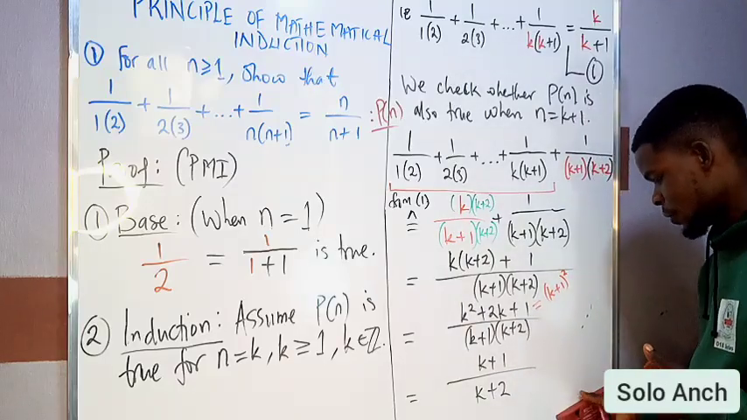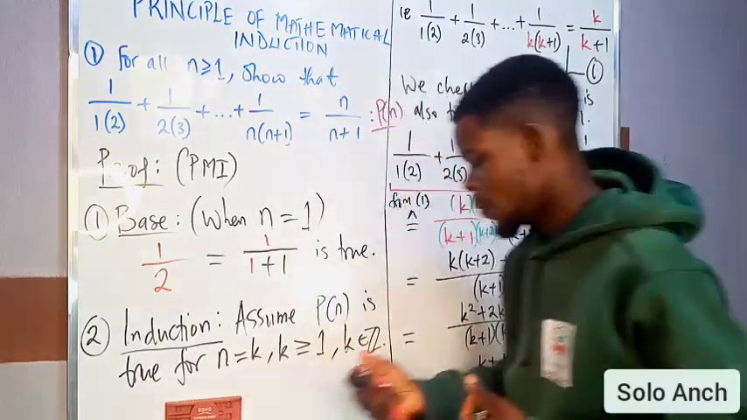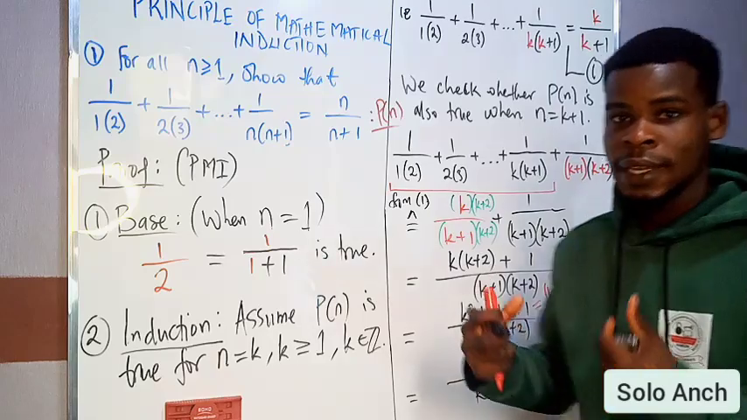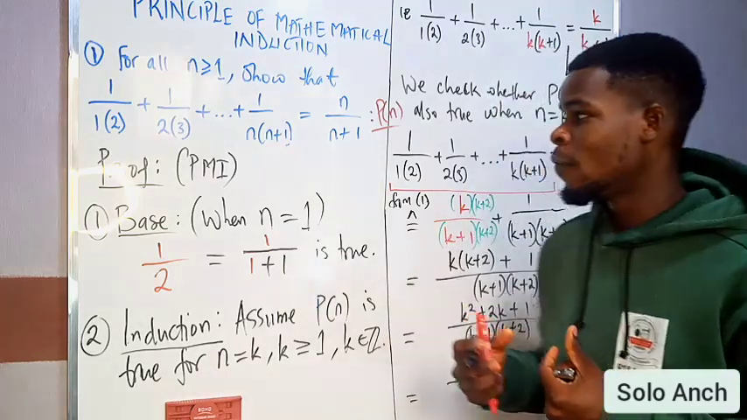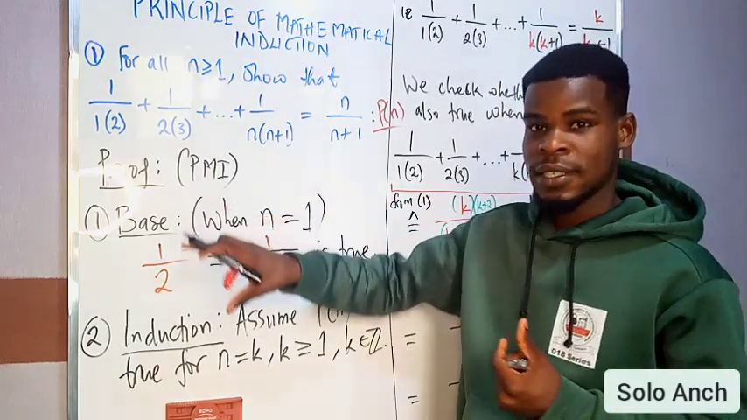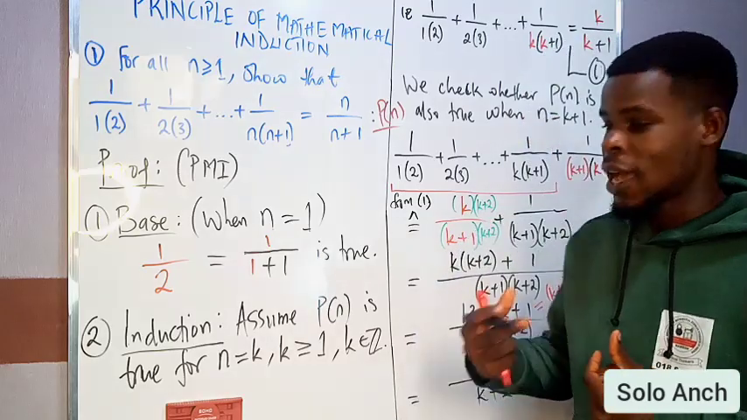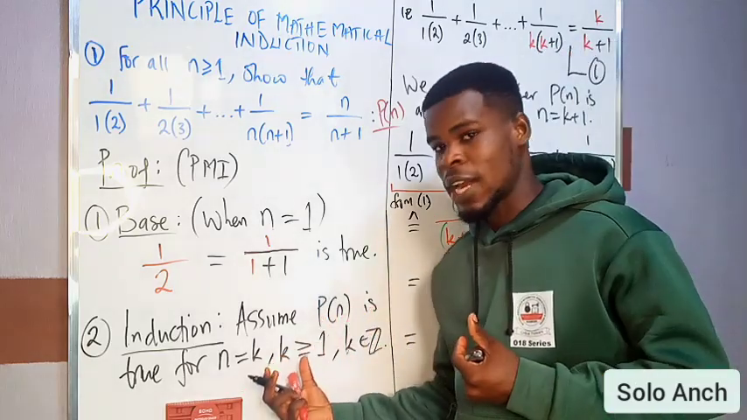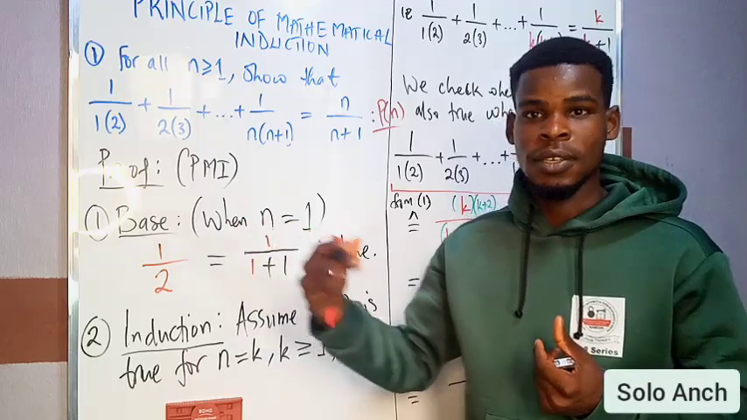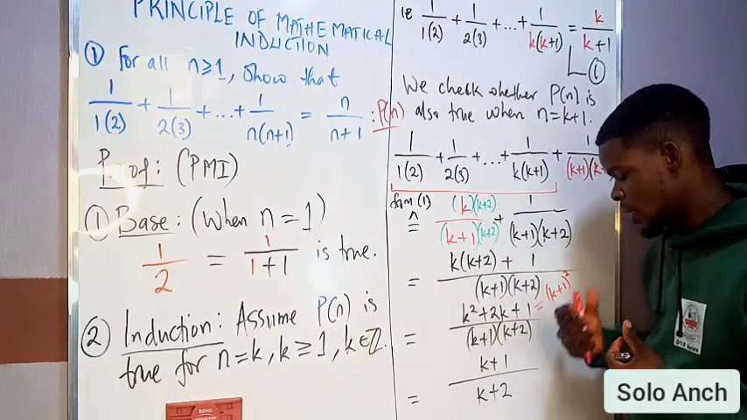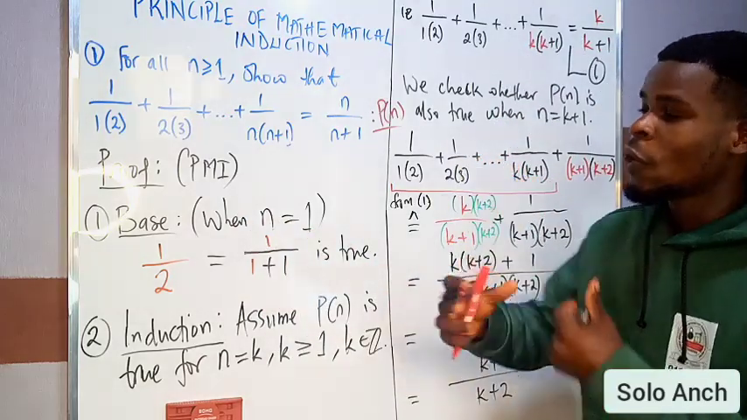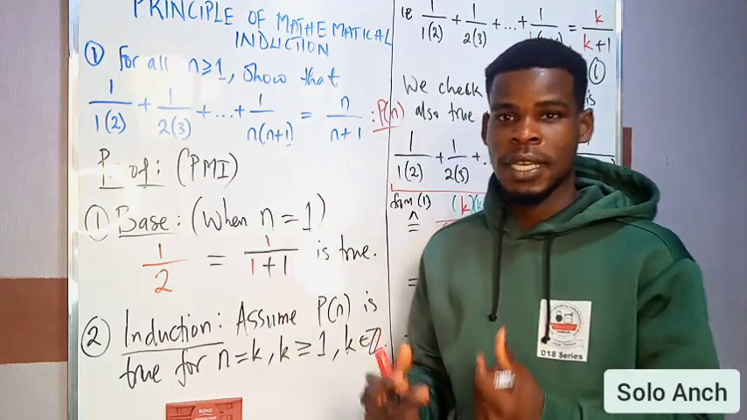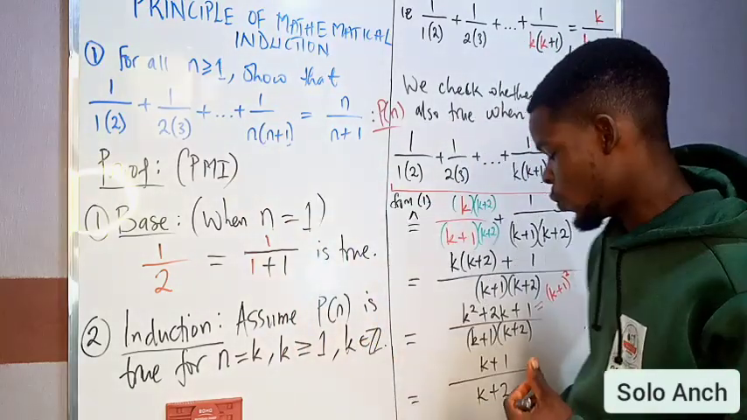And we've shown that. So we can conclude by the principle of mathematical induction that since the statement is true for the base case, that is for when n is 1, and whenever it's true for an arbitrary k, it is true for its successor, we can conclude that the statement is true for all positive integers n, that is for all n greater than or equal to 1.